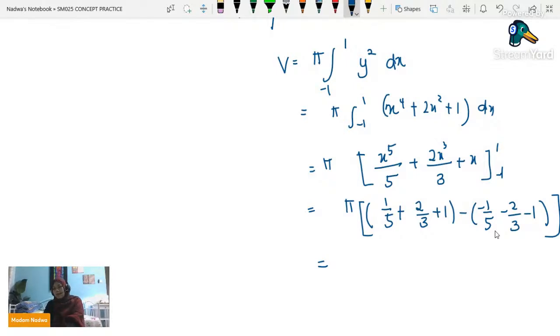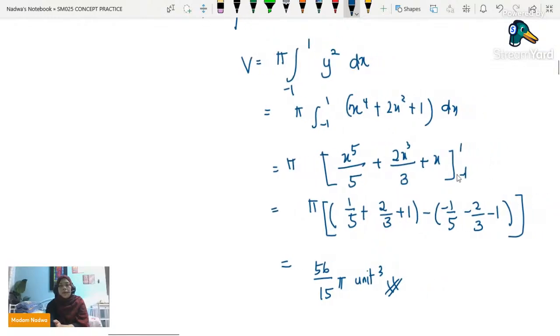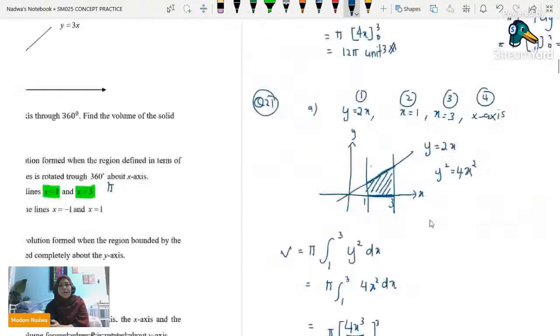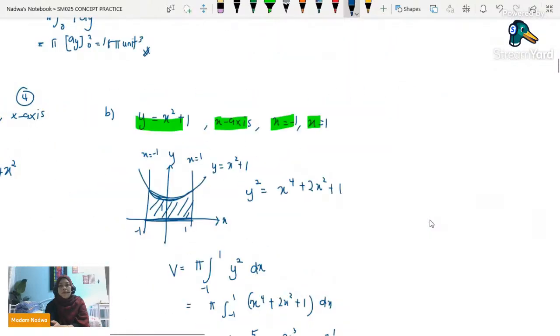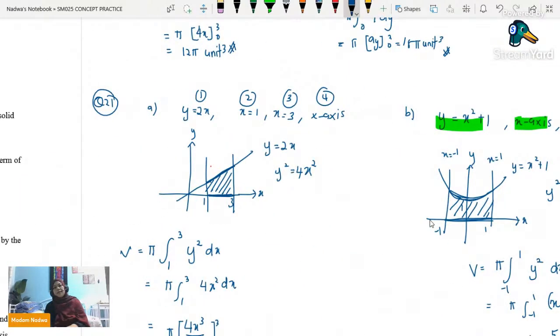Okay, so biar kalkulator awak buat kerja. So, jawapan dia adalah 56/15 pi unit cube. Macam tu sahaja. Okay. So, what is the most important thing untuk kita punya volume ni adalah kita mesti tahu first lukis graf. Grafnya yang mudah sahaja. Macam ni soalan ni dia bagi y equals to 2x. Okay. Ni y equals to x squared plus 1.